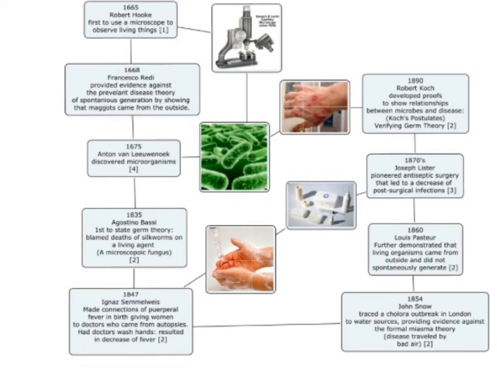1668, this guy Francesco Redi provided evidence against the idea that disease was just spontaneous, that it came from nowhere. Then van Leeuwenhoek discovered microorganisms with the microscope. That takes a little while. And then in 1835, we get this guy who comes up with the idea of germ theory. He says he thinks that silkworms, which are actually the worms that produce silk, are dying off because of a fungus that's killing them.